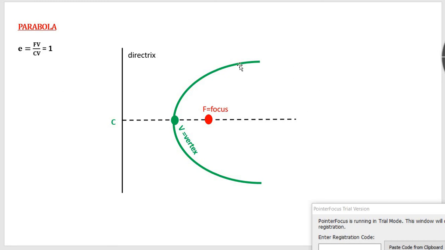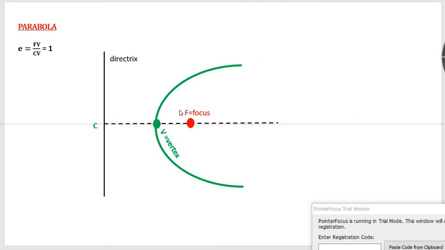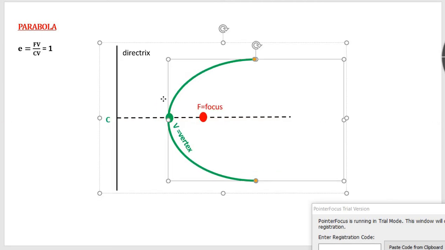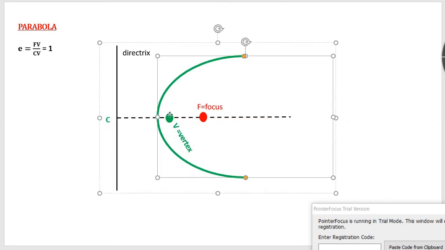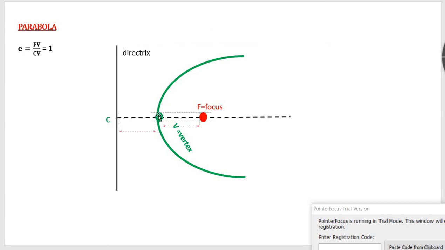Then the next one, parabola. Here also, if you do one numerical, you'll see that this value will be almost equal. It must always lie somewhere in between, then only it will come to 1. That means PF and CB should be equivalent, then only you will get 1, and if it is equal to 1, then the diagram you will get is your parabola.